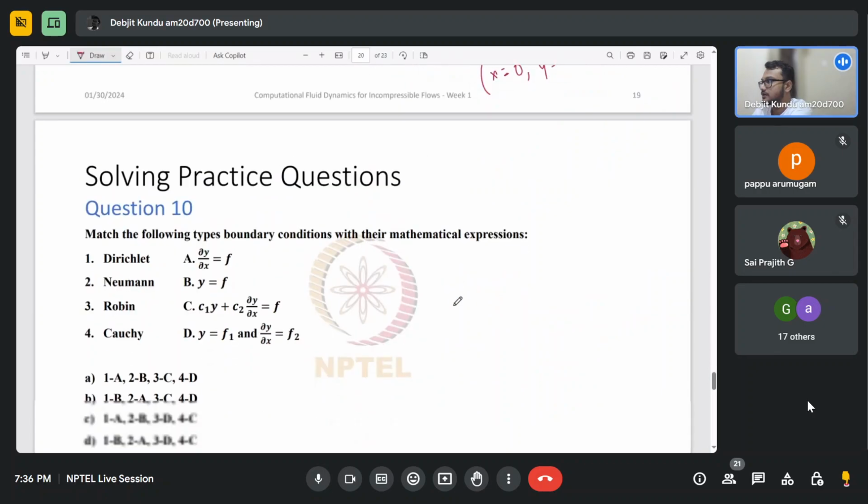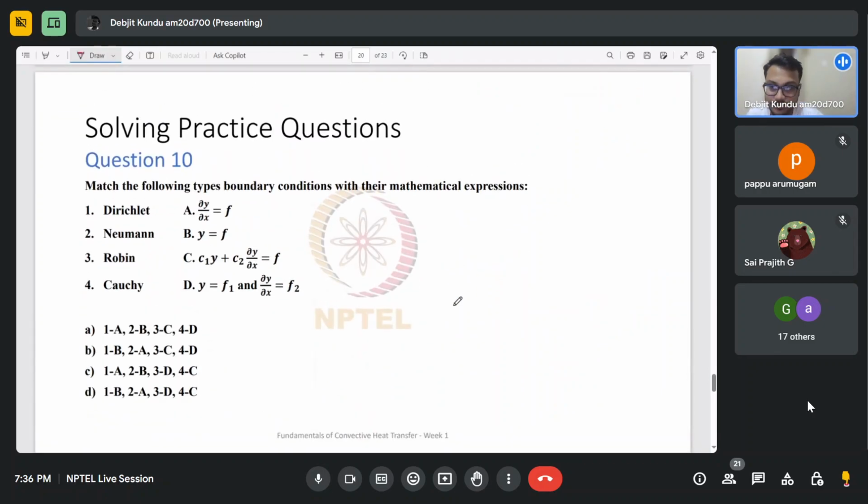So now we will come to the last question of today's session. After this, we are done. Okay. So this is again a match the following type of question in which we have types of boundary conditions and their mathematical form. So these are the types on the left hand side and mathematical forms or expressions on the right hand side. You have to again mix and match to find the correct combination. And there are 4 combinations given in the options below. You have to pick from that.